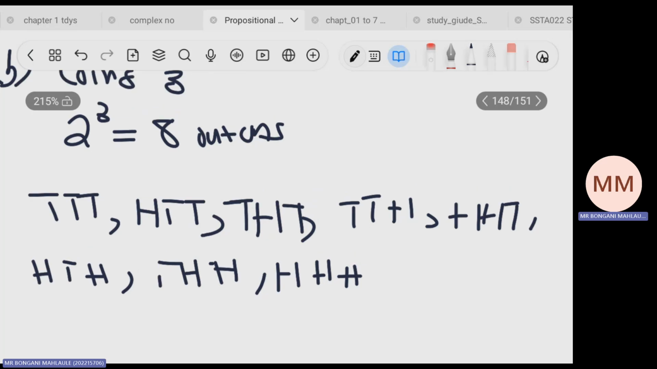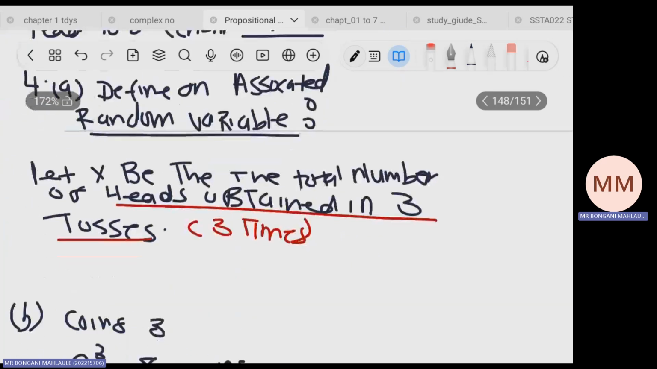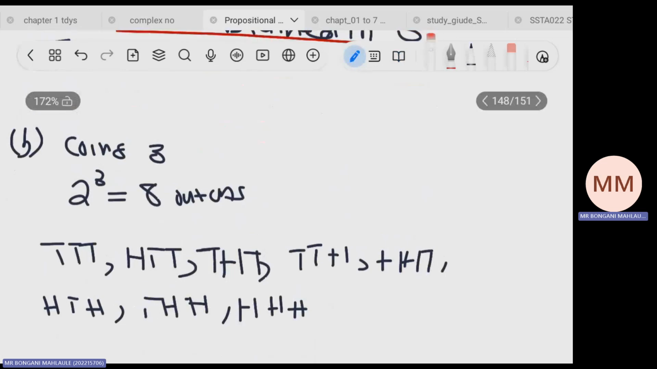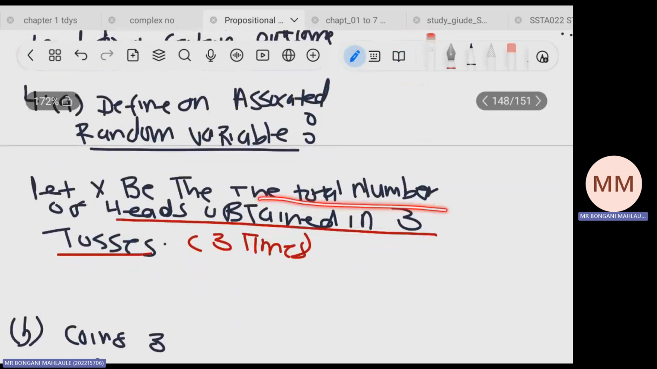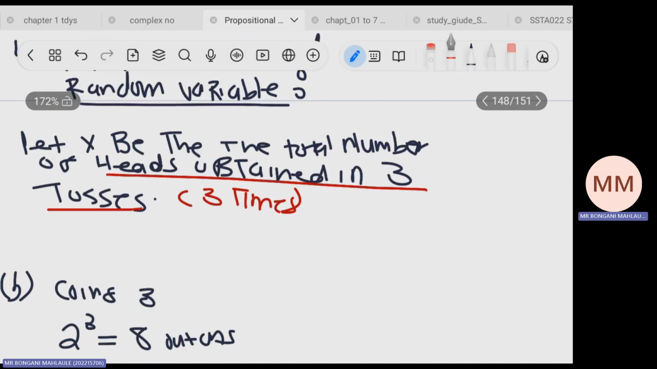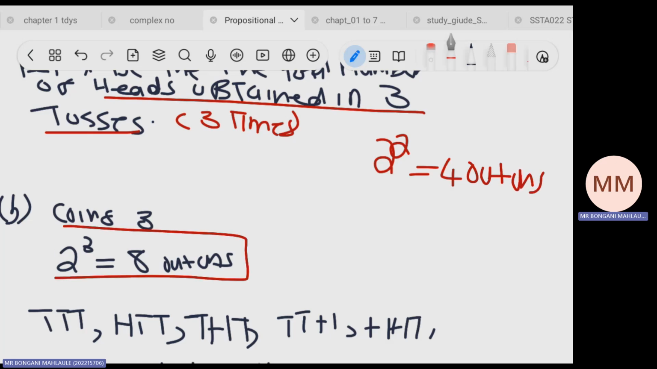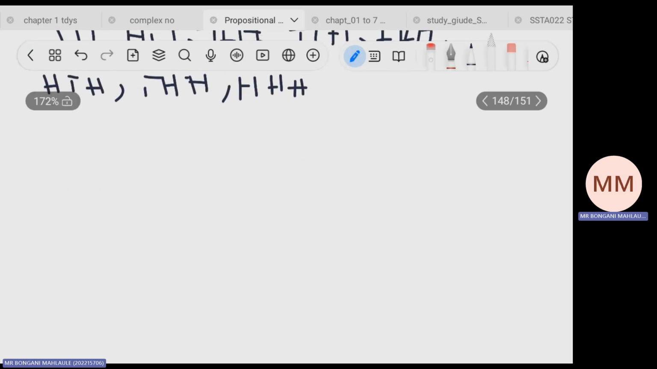So here we could have given another example. So I just used this. Someone could have said, suppose let x be the total number of heads obtained in 2 tosses. So if it was 2 tosses, you'll have 2 to exponent 2, so you have 4 possible outcomes. But in this case, I'm using this. So I'm going to remove that. Then we'll go to letter B.